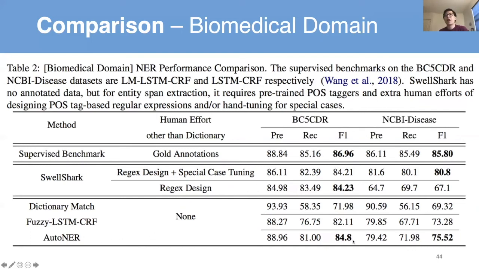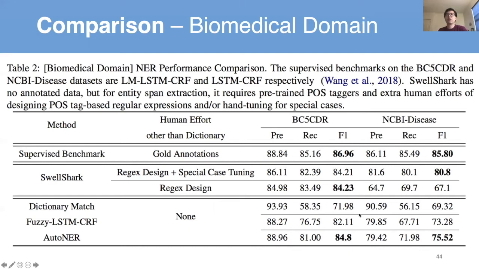As you can see here, AutoNER achieves a very competitive performance. It's the best among all these methods without any additional human effort other than the dictionary. It's also very close to the supervised methods' performance on the BC5CDR dataset. And it even outperformed SwellShark on this dataset.